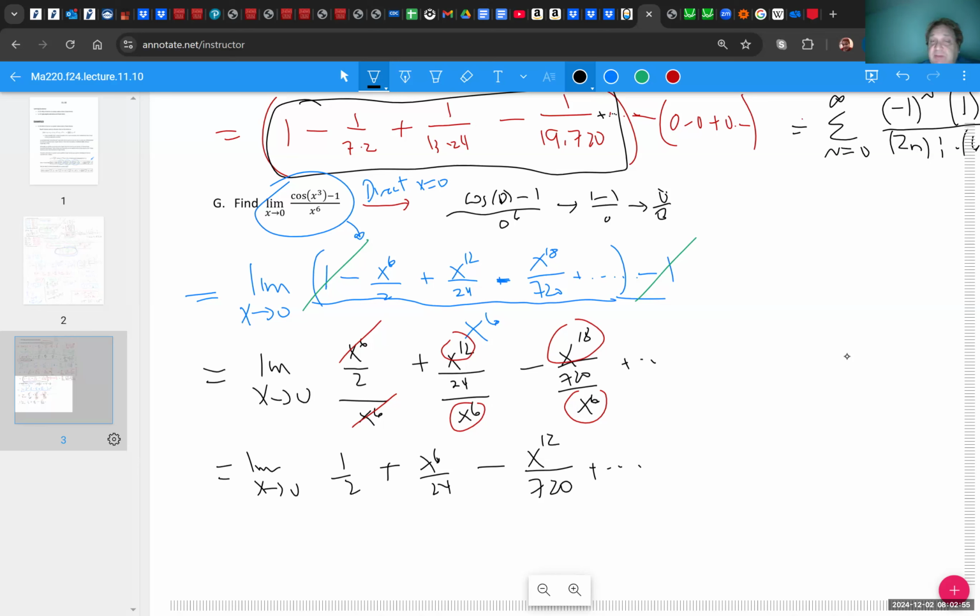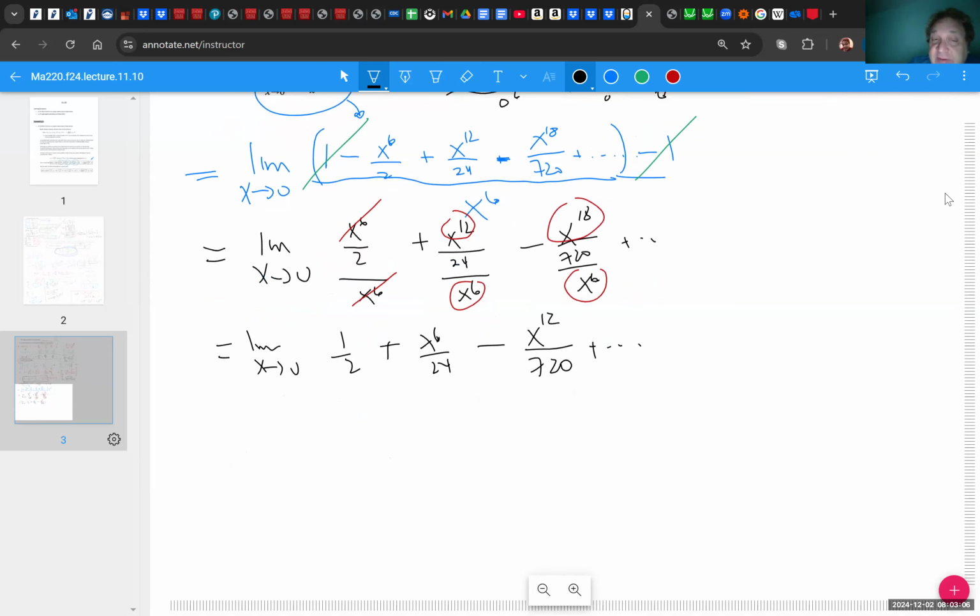So I just plugged in my Taylor series in place of cosine x cubed, and I simplified just by combining like things. Combine the 1 and minus 1, combine the different x things together, and I'm left with this equivalent limit. Well, let's find out now what happens when you do direct substitution.